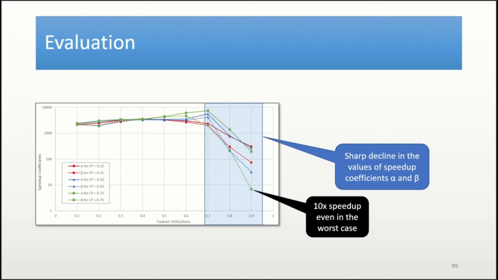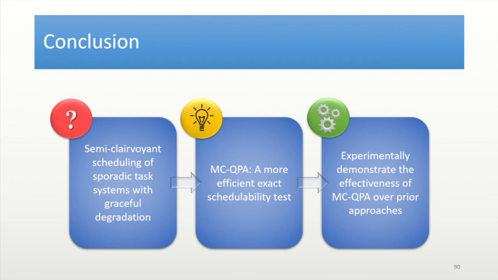So, to summarize, in this paper, we consider the problem of semi-clairvoyant scheduling of sporadic task systems with graceful degradation. We then propose and prove correct MCQPA, a more efficient, exact schedulability test for this problem. Finally, we present an experimental evaluation of MCQPA demonstrating its enhanced effectiveness in determining schedulability over prior approaches.